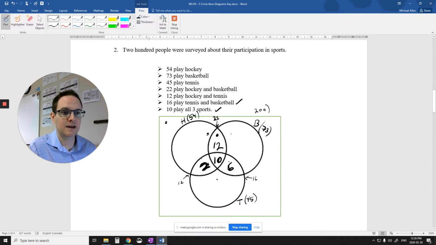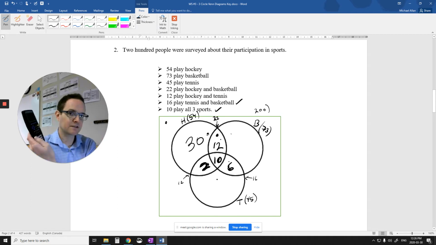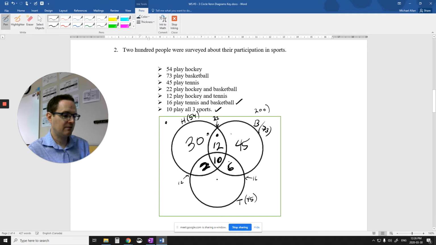So I could say, okay, how many kids only play hockey? I can just go 54 minus the 12 minus the 10 minus the 2. So 30 kids only play hockey. I could do that for the basketball. I just punch my calculator here. And 45 minus the 2 minus the 10 minus the 6 there ends up being 27.